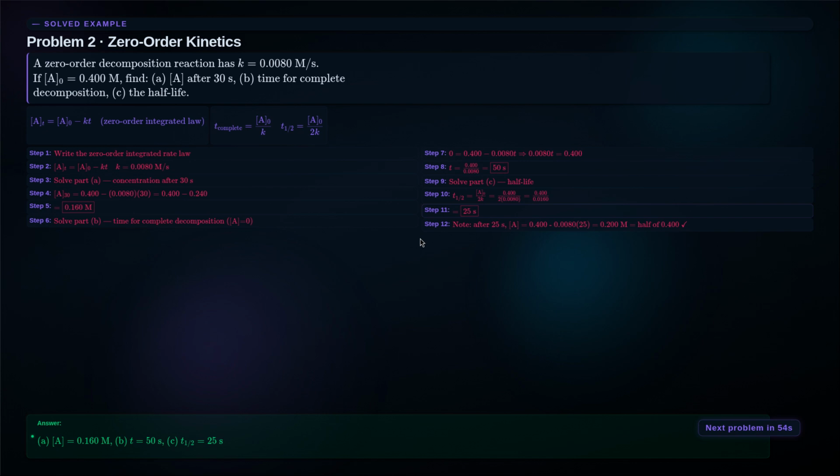For part C, the half-life for zero order is [A]initial divided by 2k. 0.400 divided by 2 times 0.0080. That is 0.400 divided by 0.0160, which is 25 seconds. Notice after 25 seconds, concentration is 0.200 molar, exactly half the initial concentration.